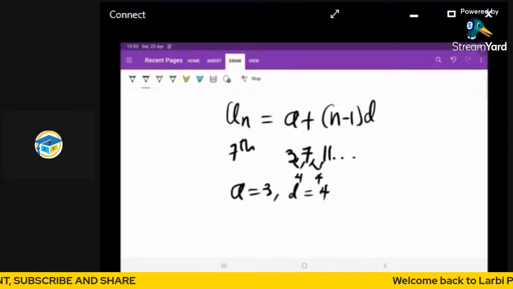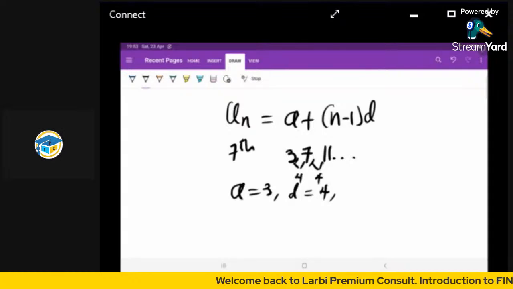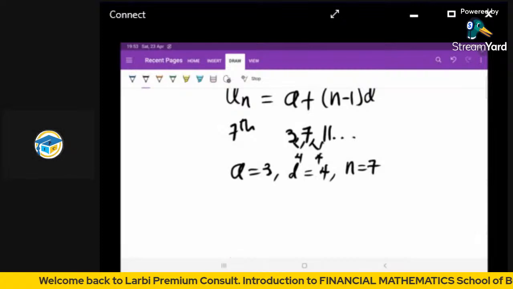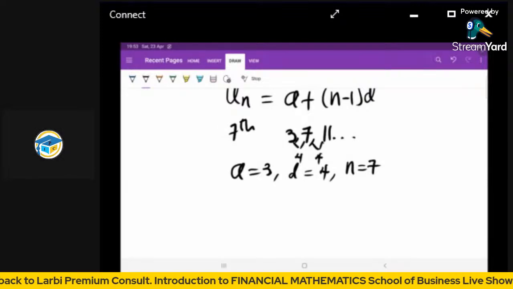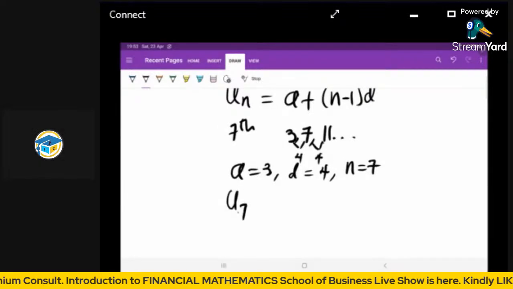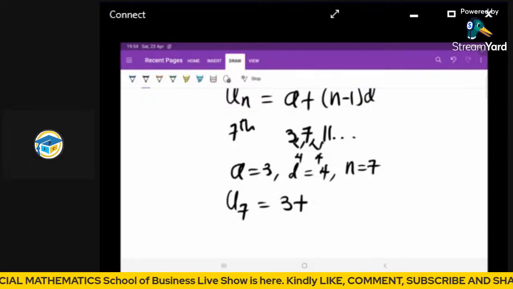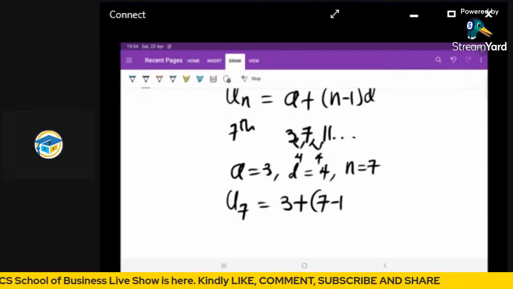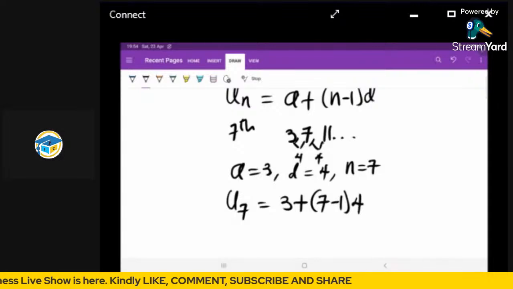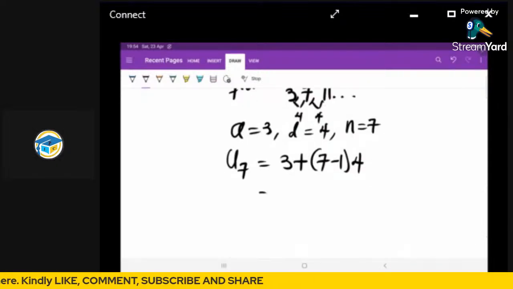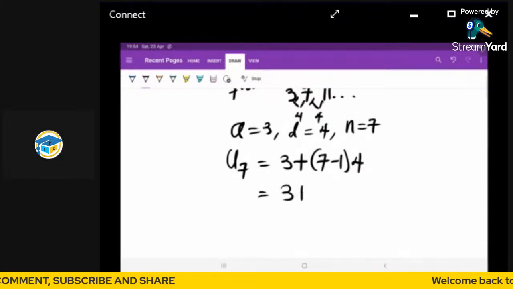And then we are asked to find the seventh term. So n is equal to 7. Therefore we can say that U7 is going to be 3 plus, in brackets, 7 minus 1, multiplying 4. I hope that is clear. So at this point, we can see that here is 3 plus, in brackets. So here is going to give us what?